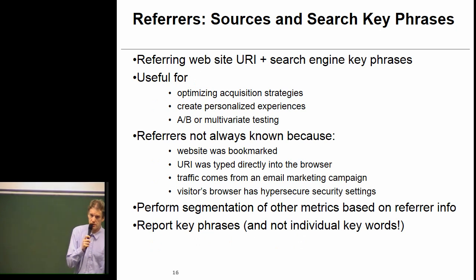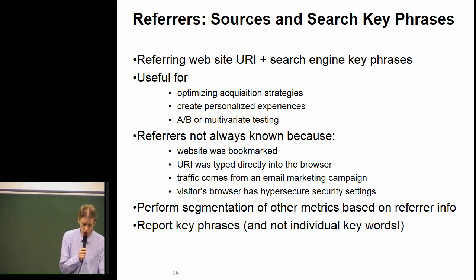Also, very important information is referrer information. Referrer information, see the example we gave on Web Server Log, is going to tell you where your customers come from. Do they come from Google, do they come from Facebook, or do they come from any other website? So it's going to give me the referring website URI, and if the visitor comes in via a search engine, we're also going to see the search engine key phrases, the search terms. This is very useful for optimizing your acquisition strategies, for creating personalized experiences, for tailoring the website or web page to individual user needs, but also for A/B or multivariate testing, as we will see later on.